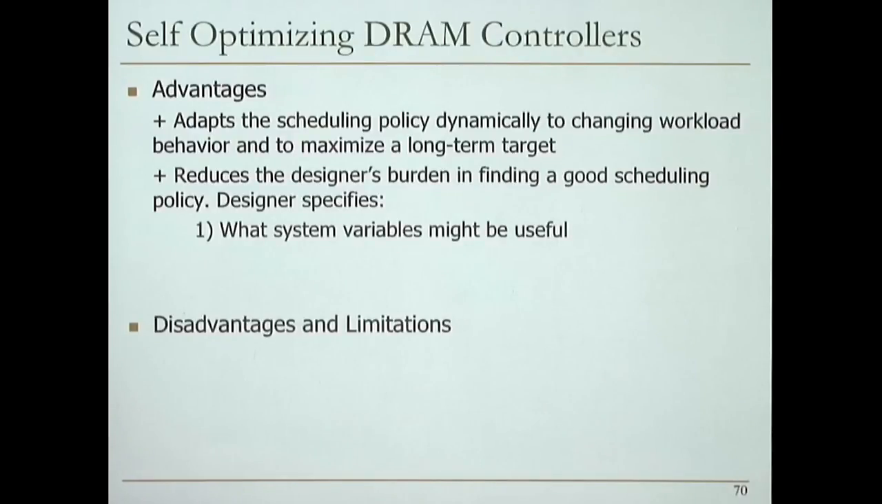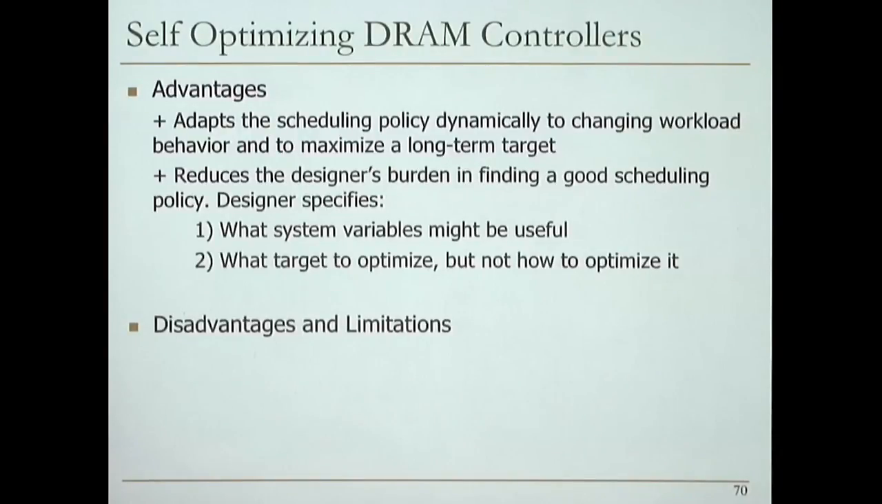Now the designer needs to specify what system variables might be useful, and that's part of the art, and what target to optimize, but not how to optimize it. Right? That's the reward function, basically. And this is the state attributes. And of course, you need to specify the actions, but actions are a little bit less important because you already know what kind of actions you need to do in a memory controller, right?